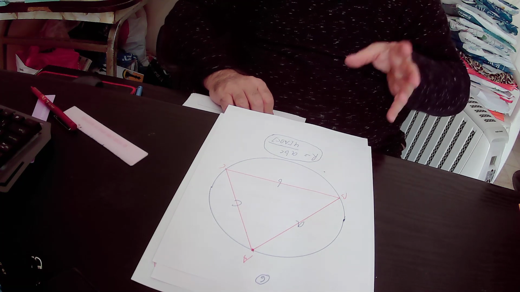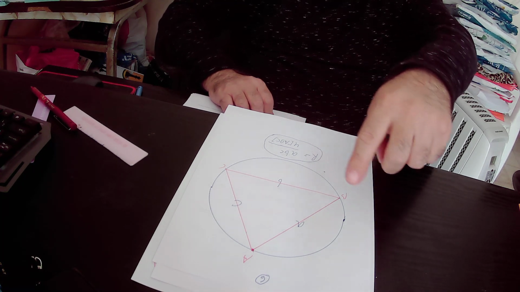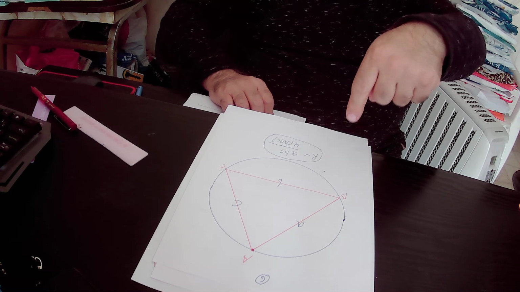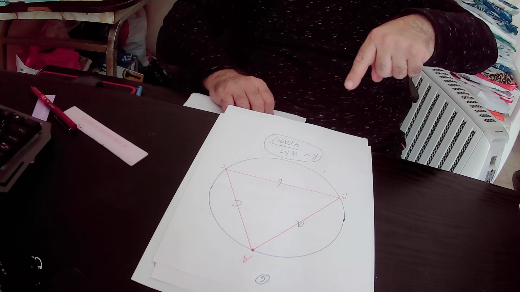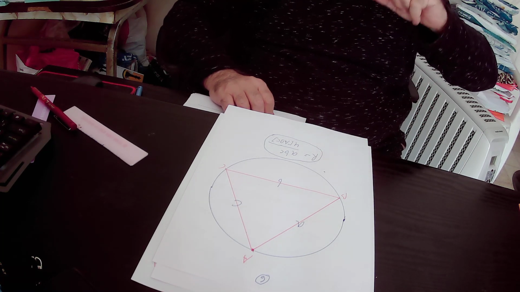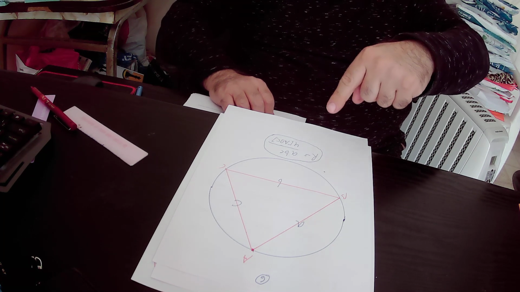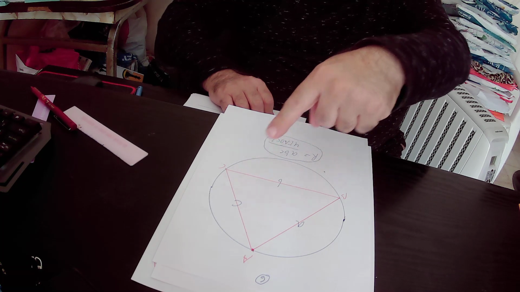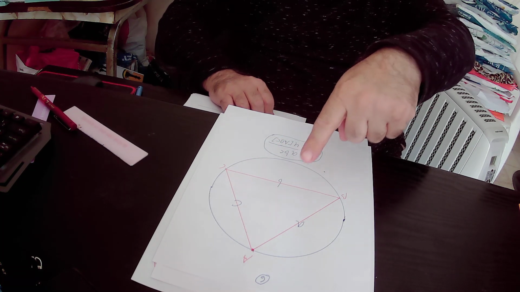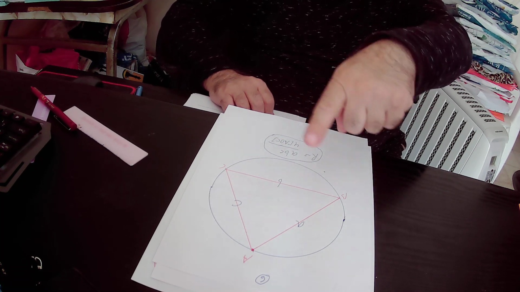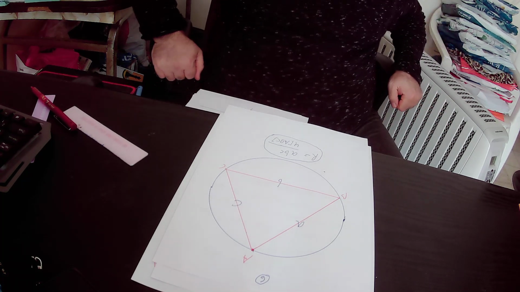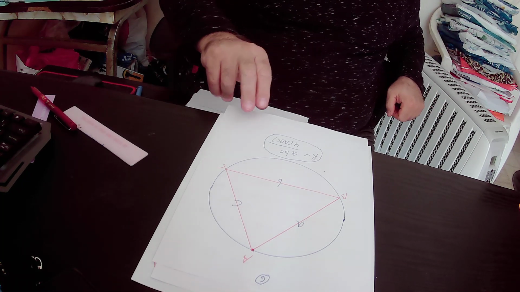Okay, so if you have a triangle that is inscribed by a circle, then you can calculate the radius of the circle that encloses the triangle. According to rule number 3, it will be equal to the product of the triangle's sides, that is to say, in this case A times B times C, over 4 times the area of triangle ABC. Okay? So that is rule number 3.